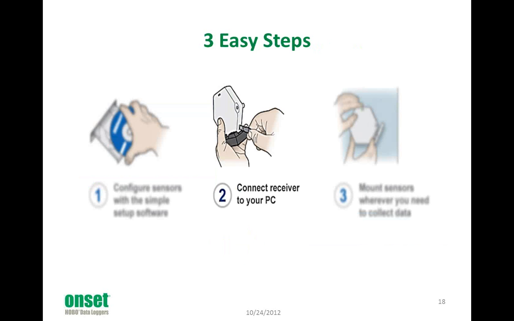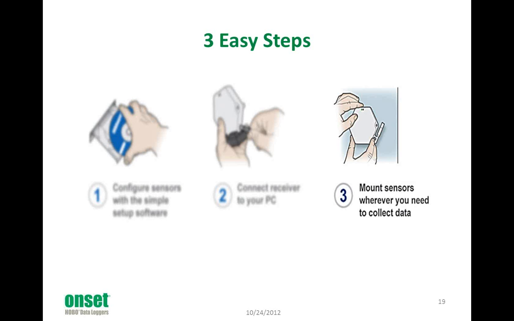The next step is by far the easiest step in this whole entire process, and that is just connecting the receiver to your PC. I don't have any fancy graphic for that other than you're holding the receiver. It has a mini USB on one end and a regular USB on the other side, which will then plug right into your computer. Then you're ready to mount your sensors.